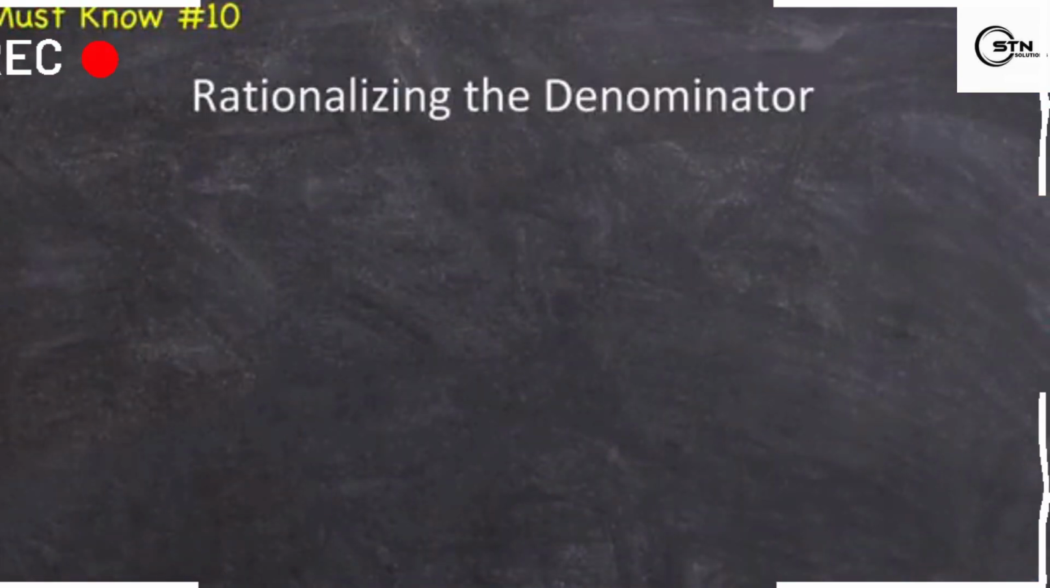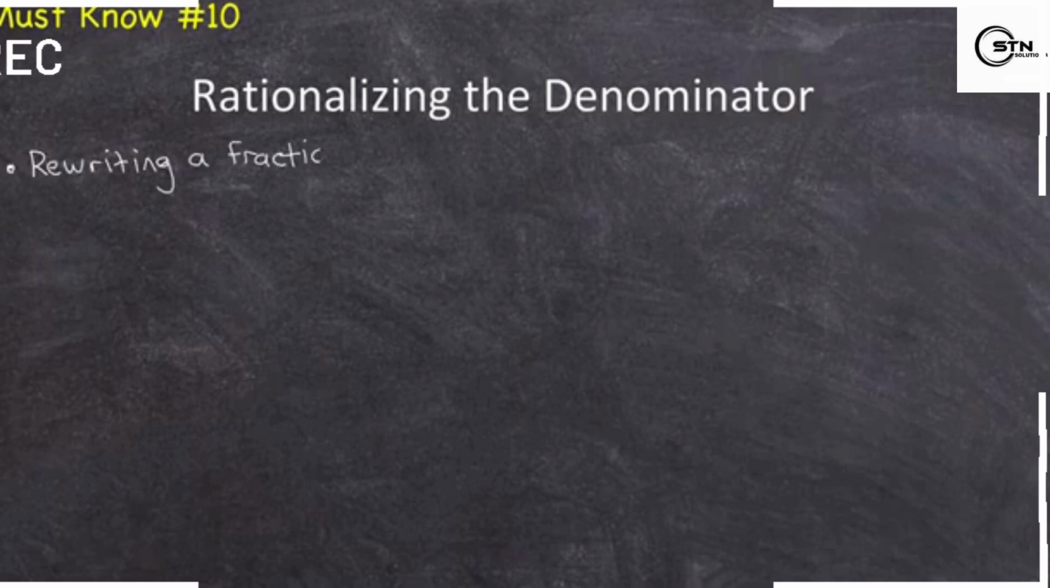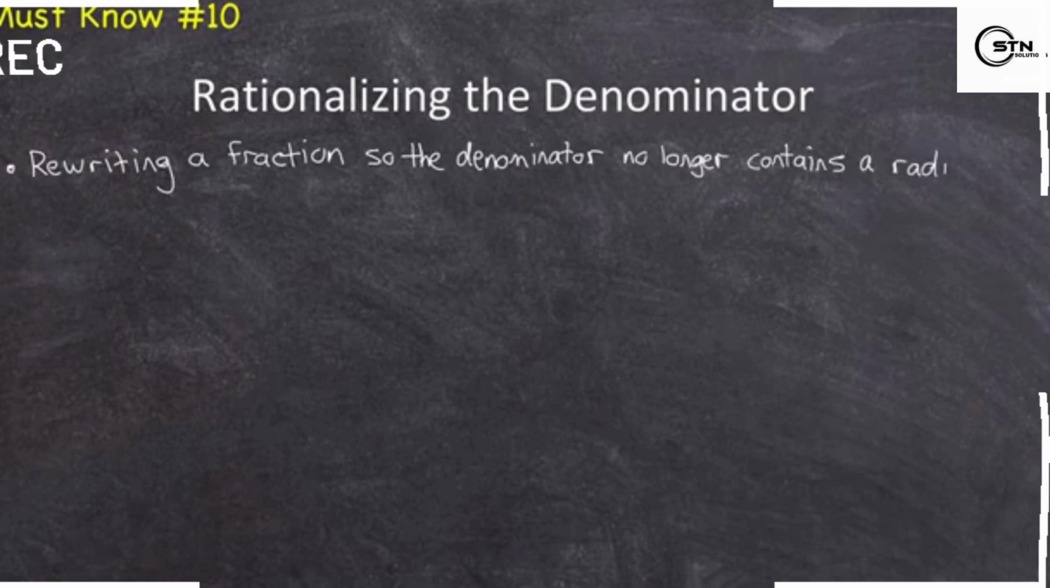Must know number 10, rationalizing the denominator of a fraction. In this section, I'm going to show you how you can rewrite a fraction so that the denominator no longer contains a radical. And there are 2 main ways we can rationalize a denominator. I'll give you an example of both.